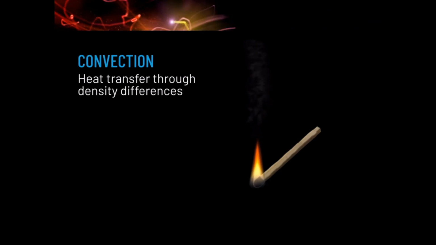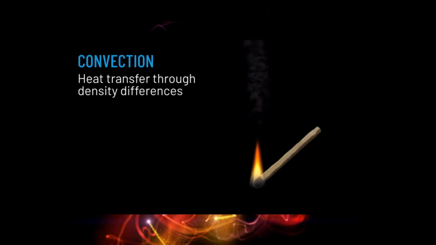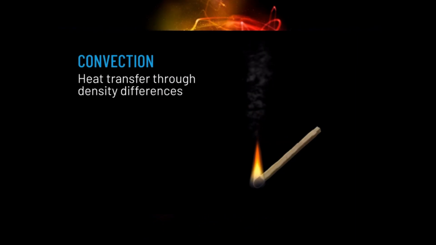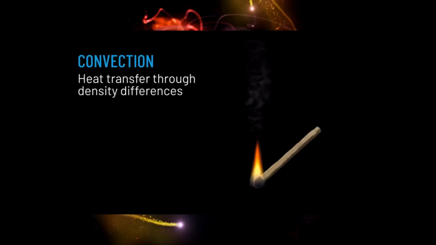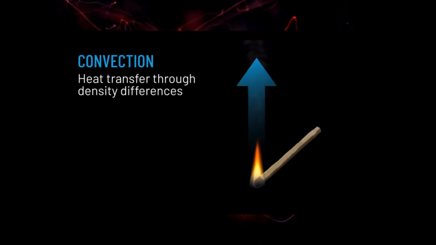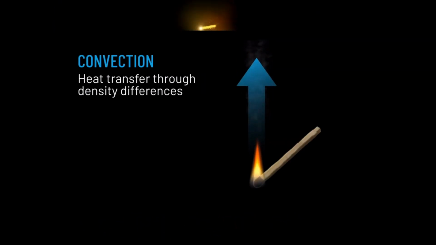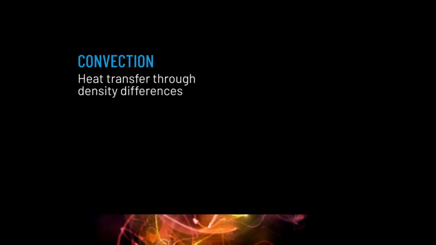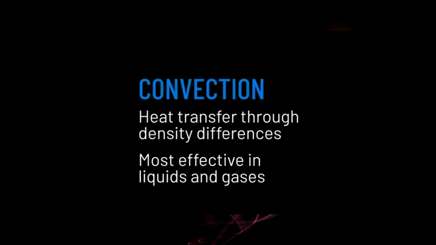You see, what's happening is the flame is causing the air to expand. And when it expands, it becomes less dense than the surrounding air and therefore floats upwards. And with it goes some of that heat energy. That's what convection is all about. And this is going to occur most effectively within liquids and gases.